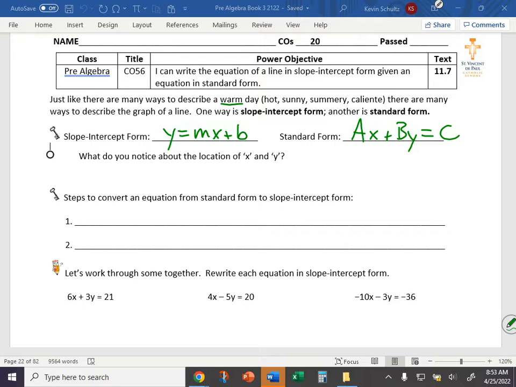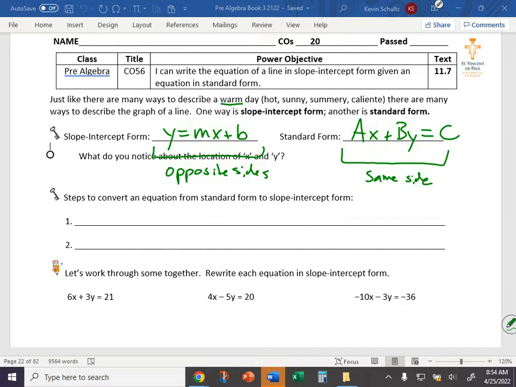Okay. Well, in slope-intercept form, notice that x and y are on opposite sides of the equal sign, okay? y equals mx plus b. They're on opposite sides. Whereas in standard form, x and y are on the same side, okay? Ax plus by equals c. x and y are together on one side of the equal sign, whereas in slope-intercept form, they're on opposite sides.